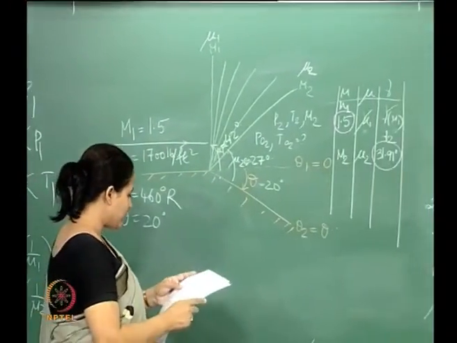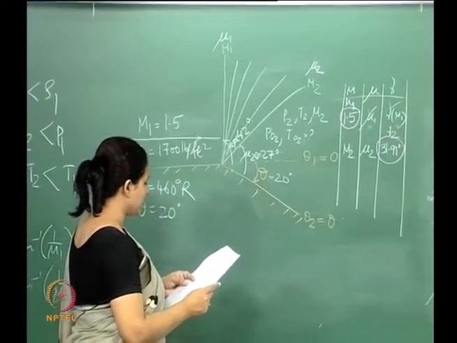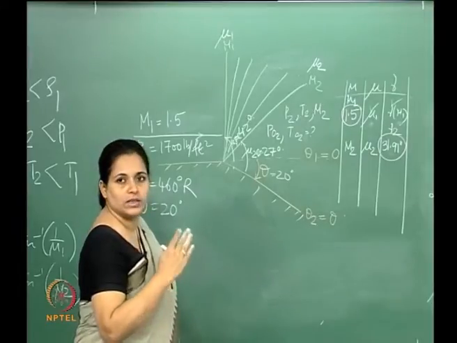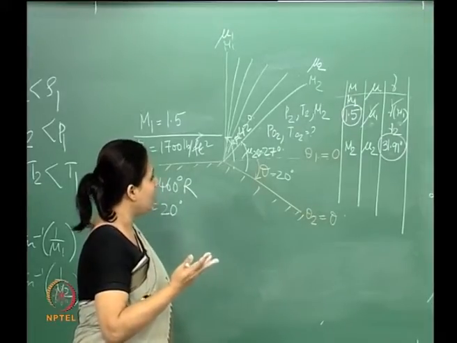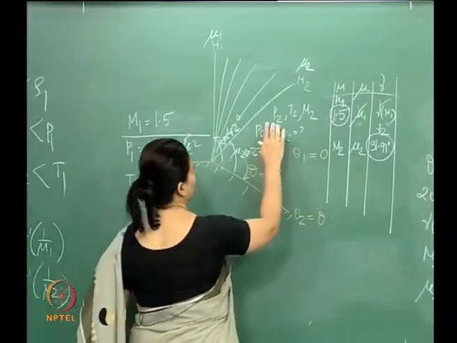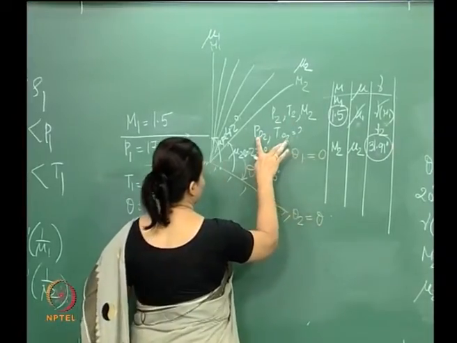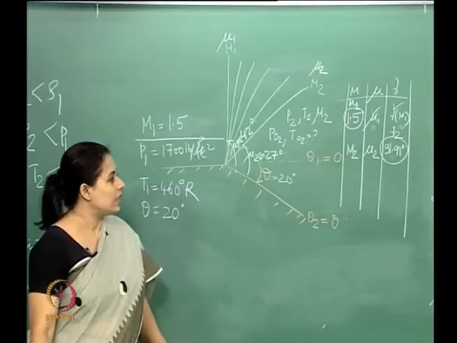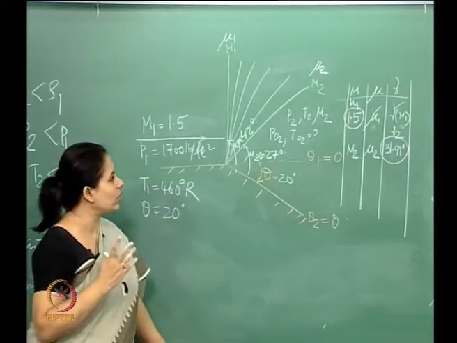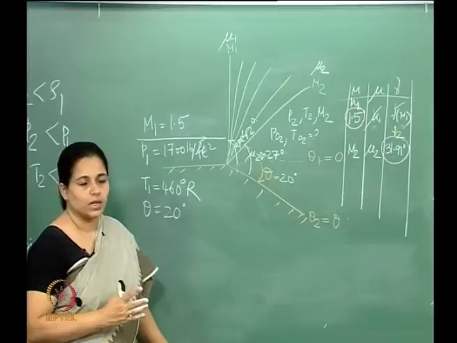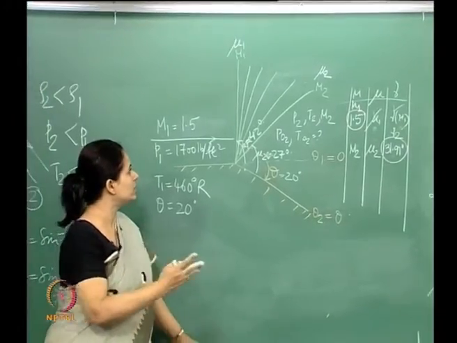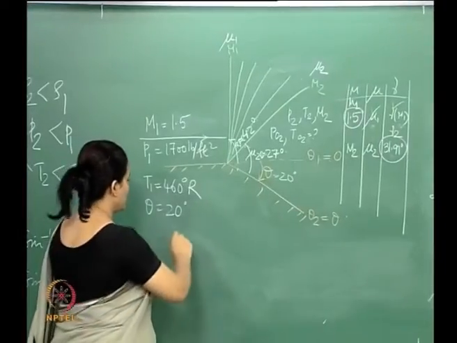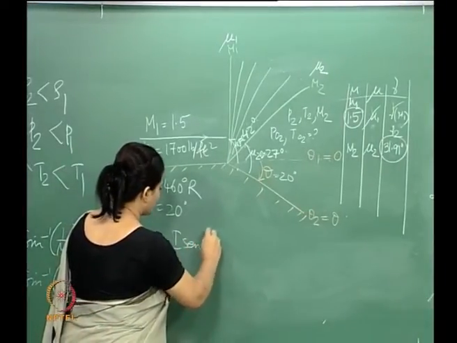Okay. Now, once we have done this, we are done with more or less the definition of the geometry, etc. Now, we need to find out the properties. So, P2, T2 and the stagnation conditions. How do we go about doing that? Now, as I said at the outset, all of this is isentropic relationship. So, the expansion across this fan is isentropic.